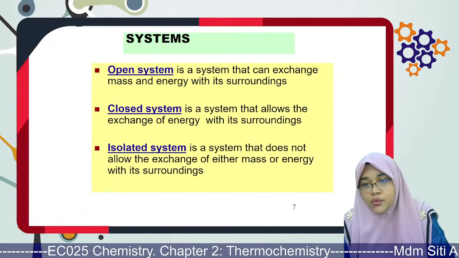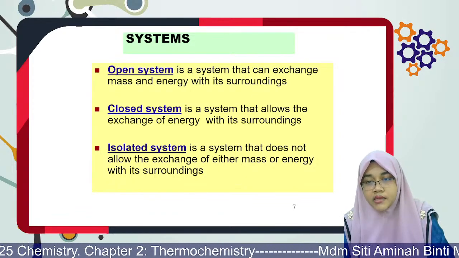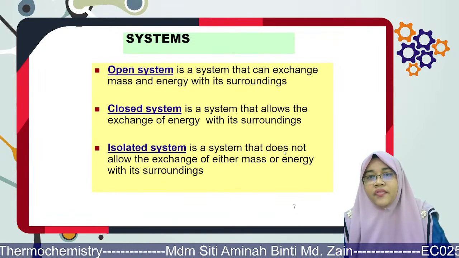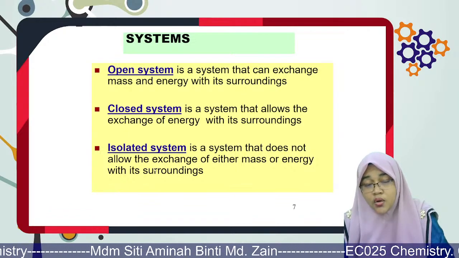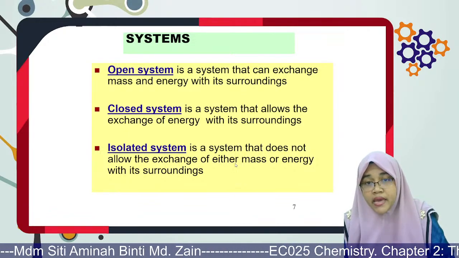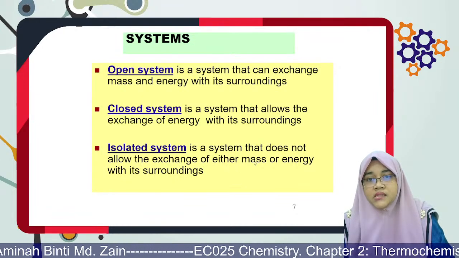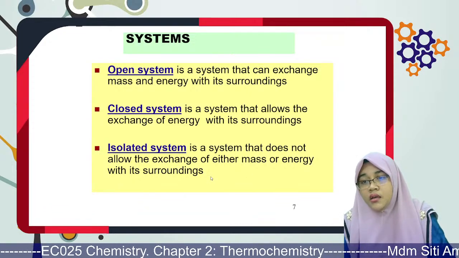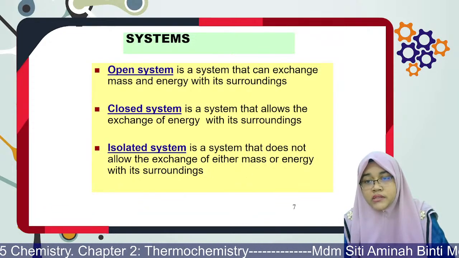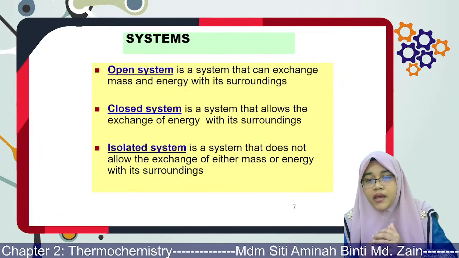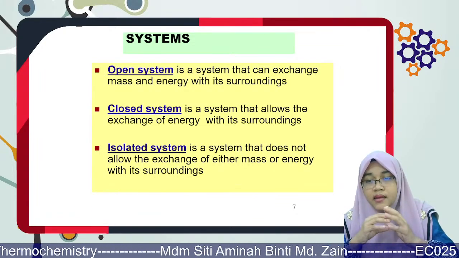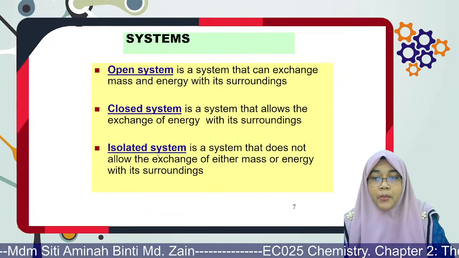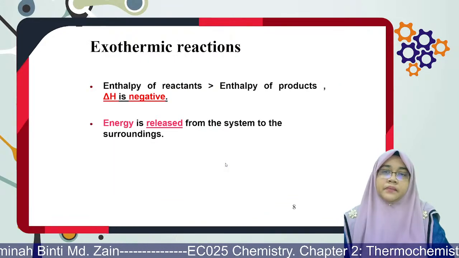So what about the isolated system? Okay, and the last system. An isolated system is a system that does not allow any exchange, either mass or energy in terms of heat, with its surrounding. For example, a thermos, a thermoflask, where the heat remains, same goes with the mass. Ini adalah example for isolated systems.